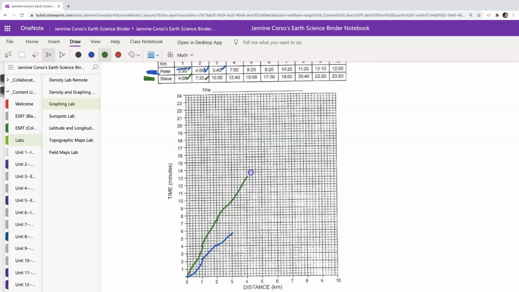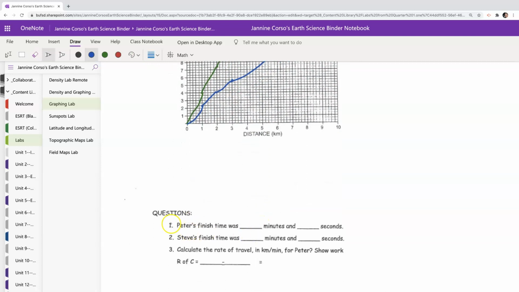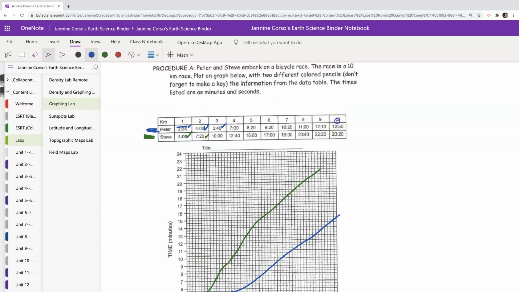You're going to see a very general trend. Steve will go up in the same kind of pattern. Peter should have done the same. It goes up in the same kind of pattern. And you'll have 2 lines that go across your graph just like so. Okay, once you're done plotting both, I drew mine in here, but you obviously should have plotted points. We are going to go on to our questions. So question number 1, it says Peter's finish time was how many minutes and seconds? This you get right off the data table.